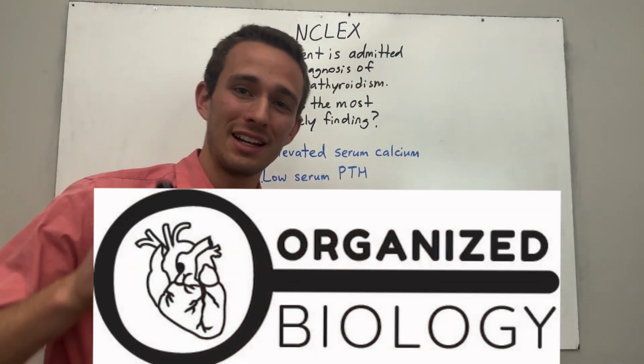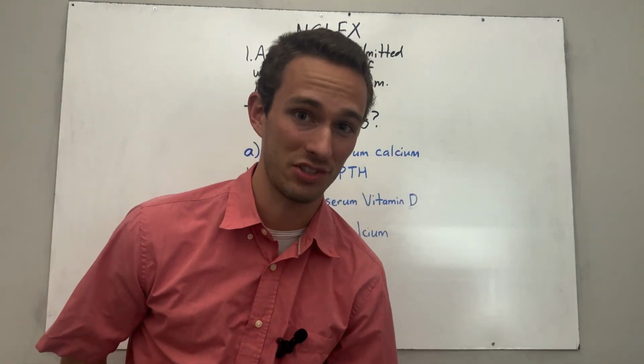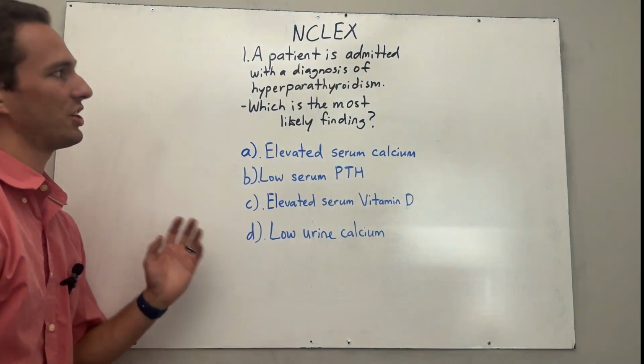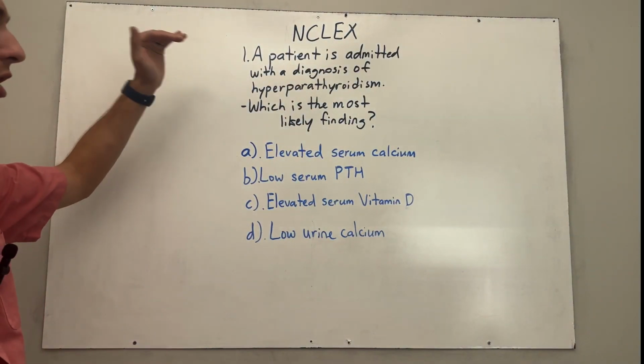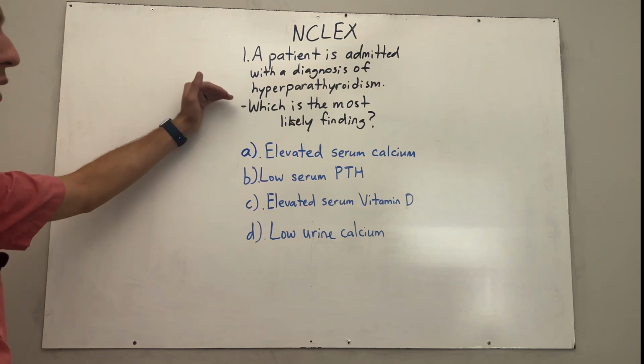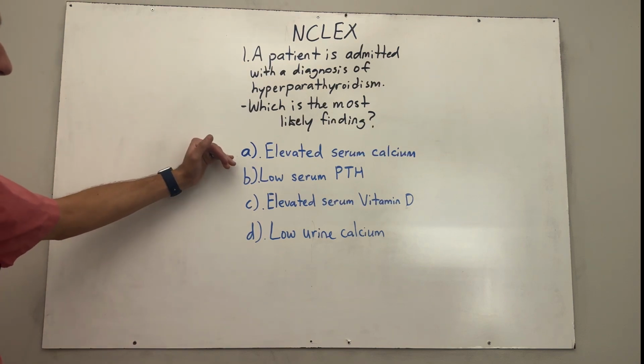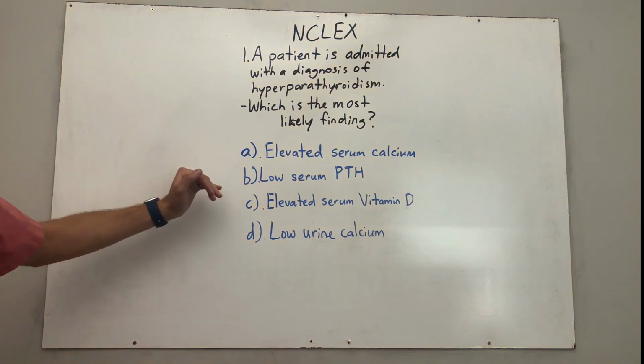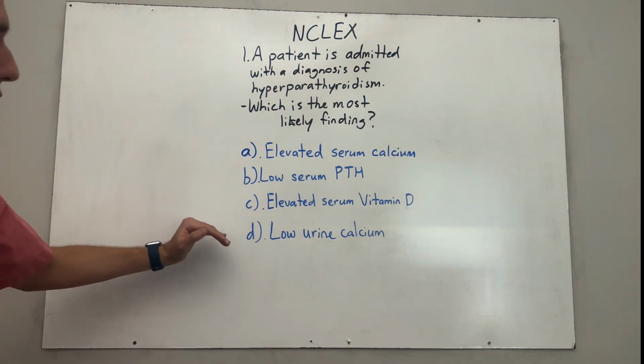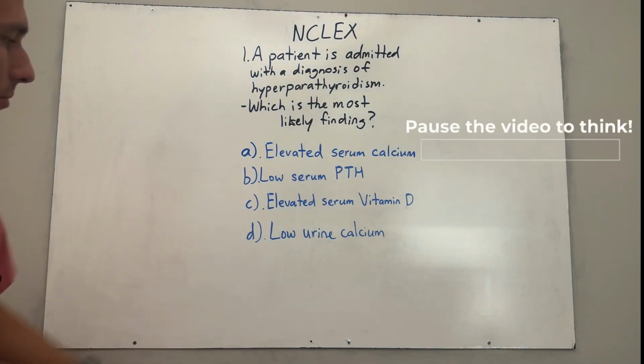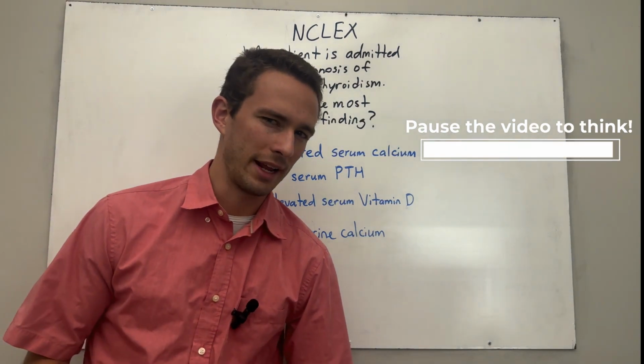We're going to be going through the NCLEX practice questions so you can pass the test. So number one, we have a patient admitted with a diagnosis of hyperparathyroidism. Which is the most likely finding? So we've got elevated serum calcium, low serum parathyroid hormone, elevated serum vitamin D, or low urine calcium. Which do you think is the right answer?